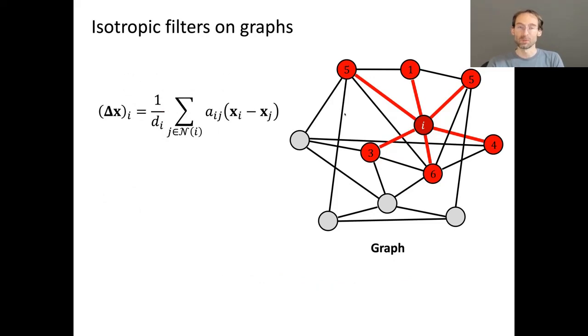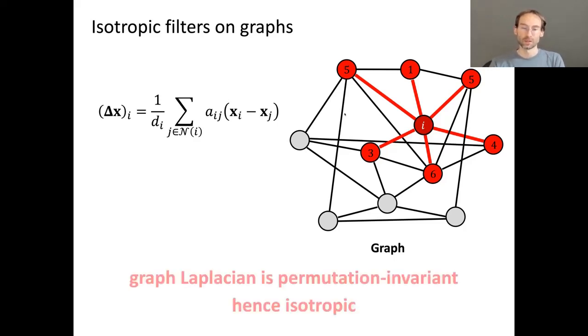And in fact, if you think of the Laplacian, what it does, it averages the neighbors. So it's a permutation invariant operation. So permutation invariance means that we have isotropic filters. If I visualize them in the plane on a grid, they will look like concentric circles.